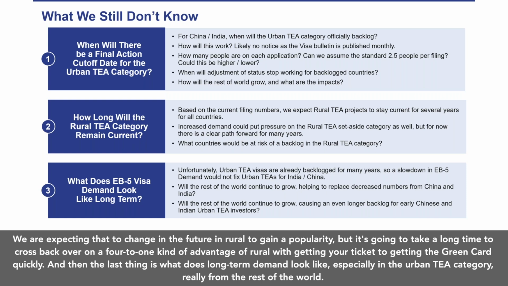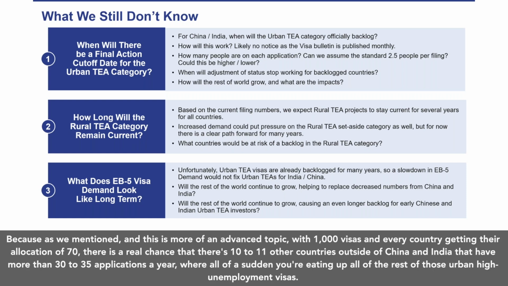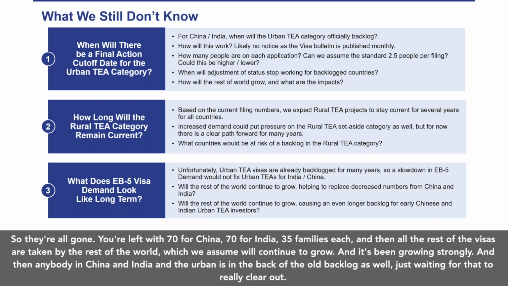And then the last thing is, what does the long-term demand look like, especially in the urban TEA category, really from the rest of the world? Because as we mentioned, and this is more of an advanced topic, with 1,000 visas in every country getting their allocation to 70, there is a real chance that there's 10 to 11 other countries outside of China and India that have more than 30 to 35 applications a year, where all of a sudden you're eating up all of the rest of those urban high unemployment visas. So they're all gone. You're left with 70 for China, 70 for India, 35 families each. And then all the rest of the visas are taken by the rest of the world, which we assume will continue to grow, and it's been growing strongly.